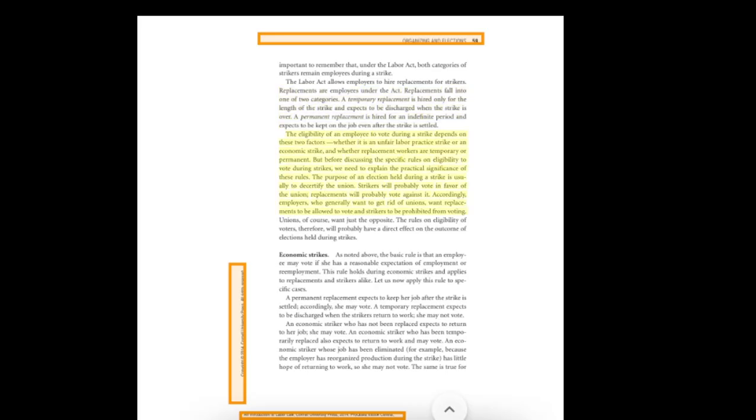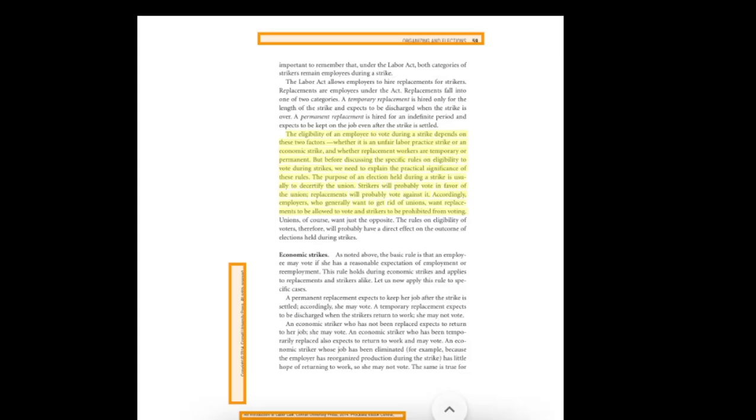The eligibility of an employee to vote during a strike depends on these 2 factors, whether it is an unfair labor practice strike or an economic strike, and whether replacement workers are temporary or permanent. But before discussing the specific rules on eligibility to vote during strikes, we need to explain the practical significance of these rules.